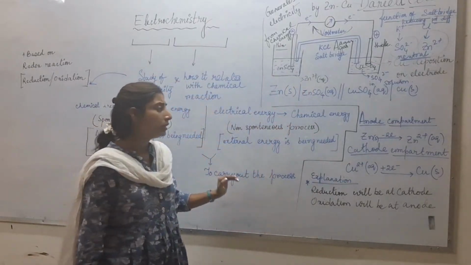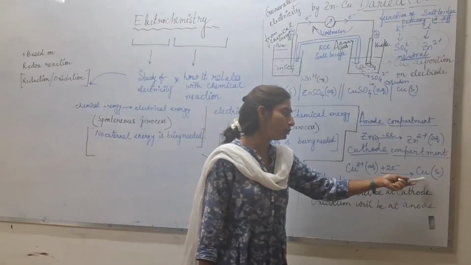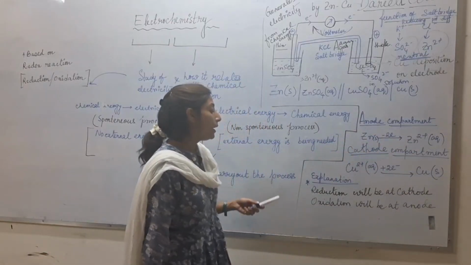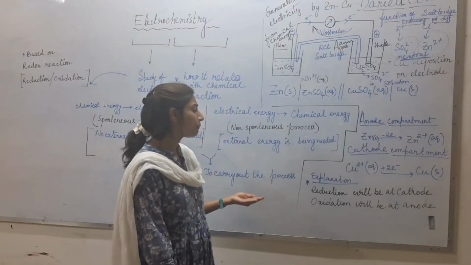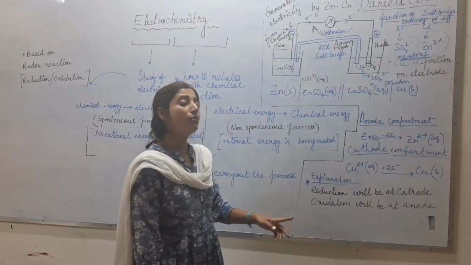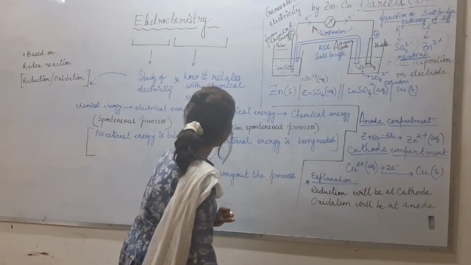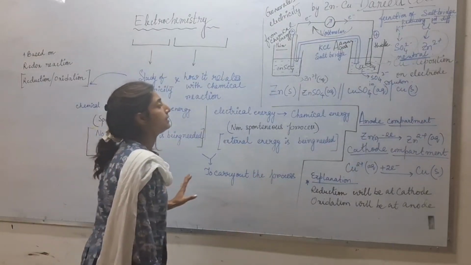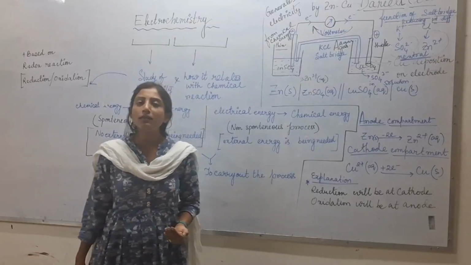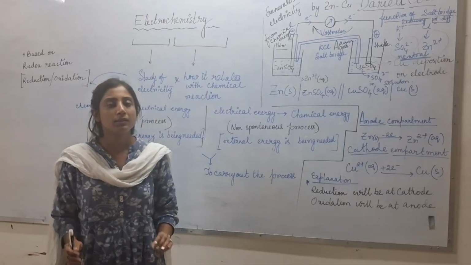For the cathode component, the reaction is Cu2+ plus 2 electrons produces Cu, and Zn releases 2 electrons to produce Zn2+. So reduction occurs at the cathode and oxidation occurs at the anode. That is the main basic thing we wanted to introduce here. This is the basic necessity to learn about electrochemistry. In the next class, we will learn more about electrochemistry. Up to then, this is the end of the class.